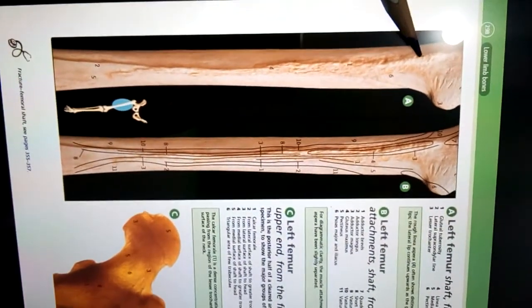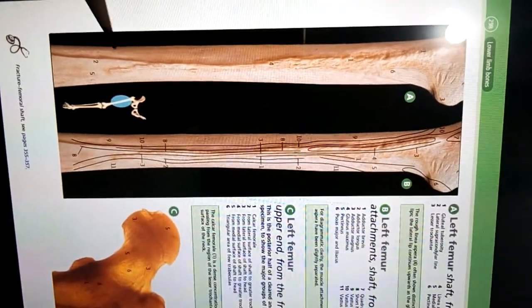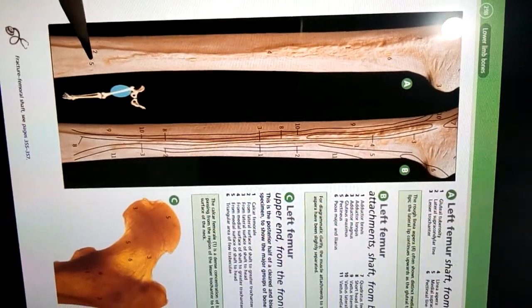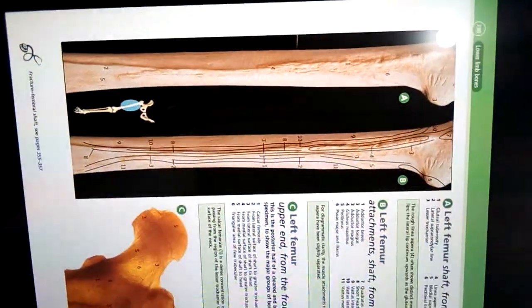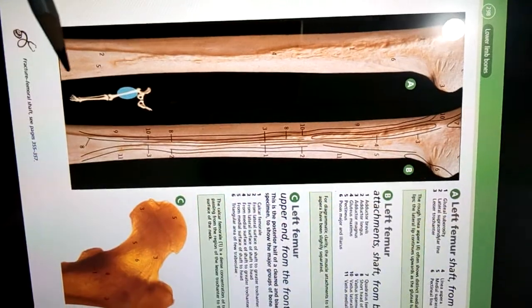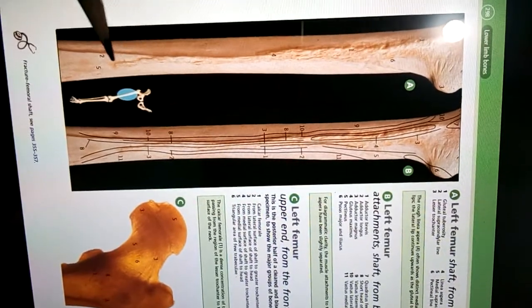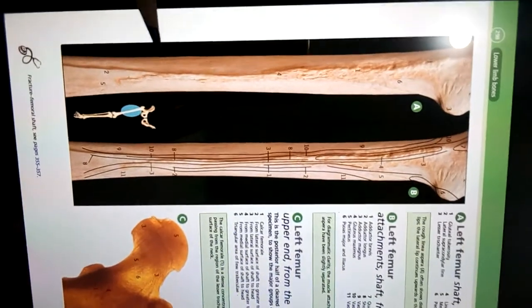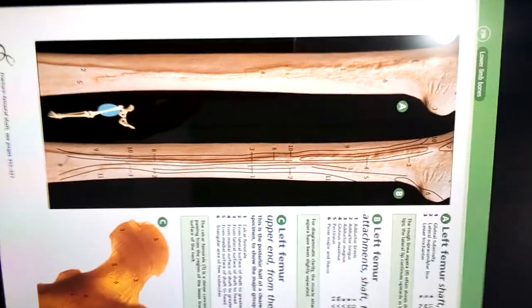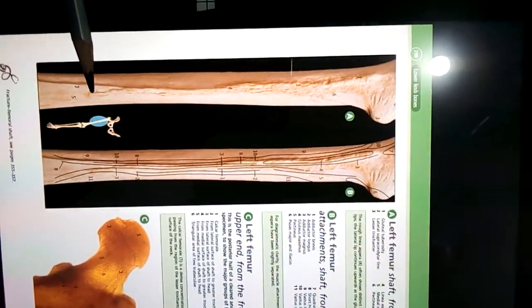Okay, and from this whole gluteal tuberosity and this linea aspera and this medial supracondylar line, this whole is the insertion of adductor magnus. Gluteal tuberosity up to here, then linea aspera up to here, and then this medial supracondylar line. Okay, this whole is the insertion of the adductor part of adductor magnus.